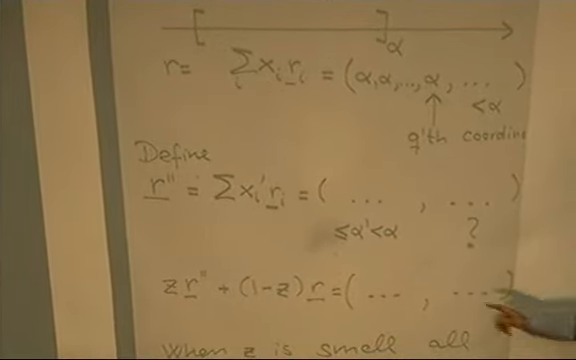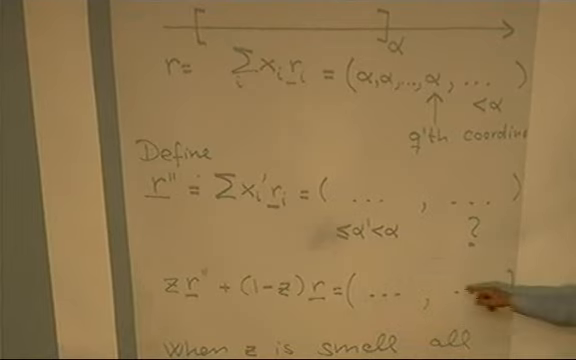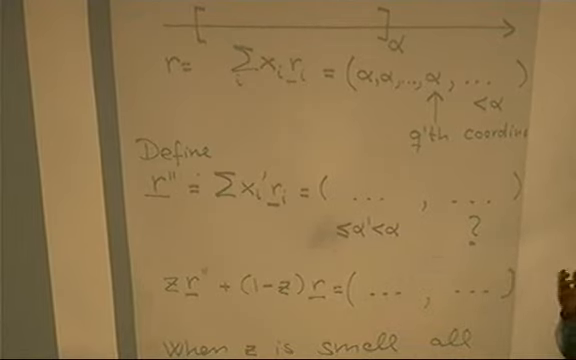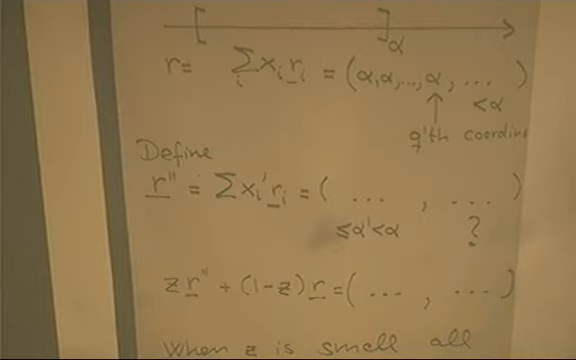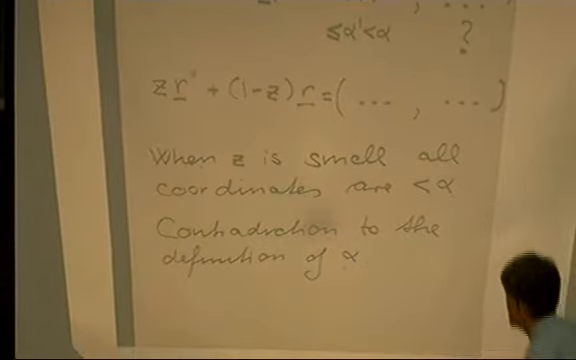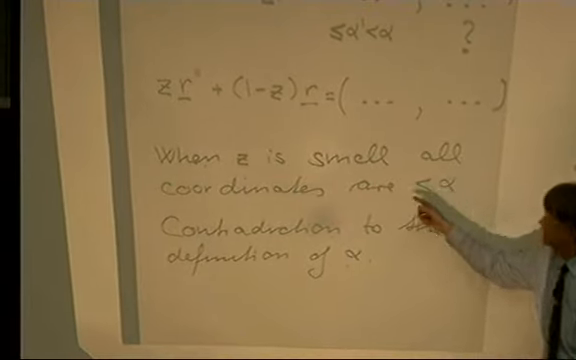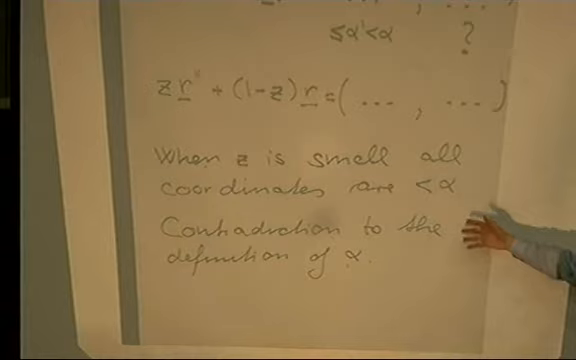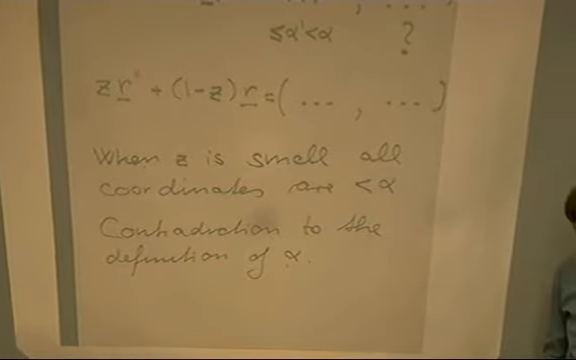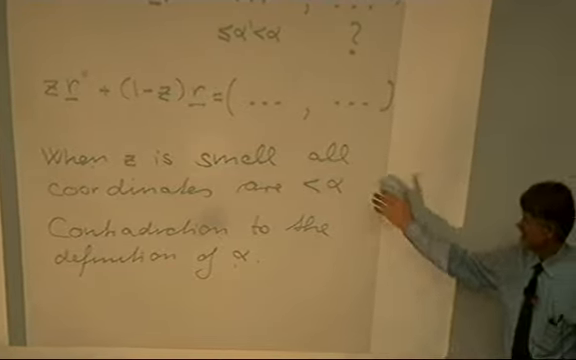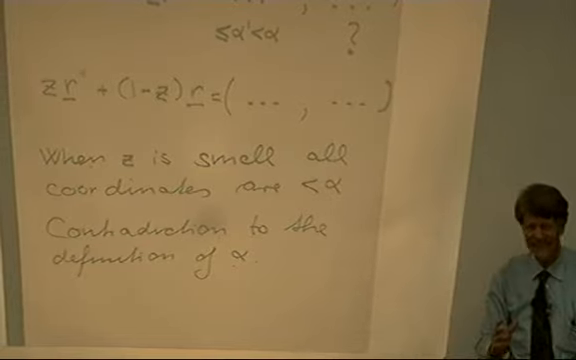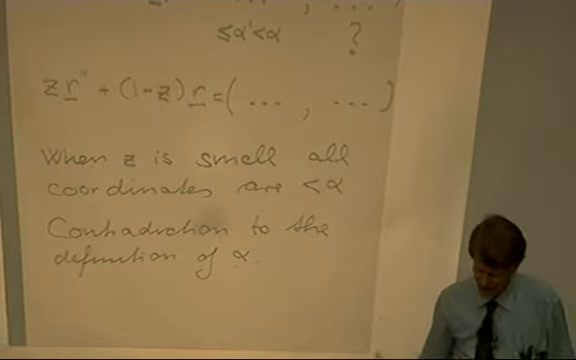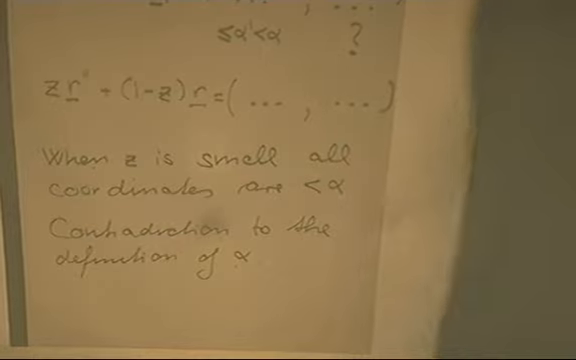So see what I've gotten. These are strictly smaller than alpha, and these are strictly smaller than alpha. But that contradicts the definition of alpha. And that finishes it. So here's what I did. When z is small, all coordinates are strictly smaller than alpha, and that is a contradiction to the definition of alpha, because alpha is defined as the smallest thing I can get. And now I have something strictly smaller.